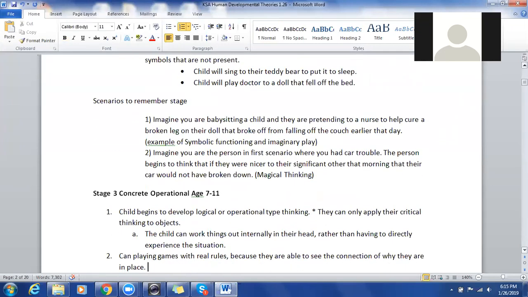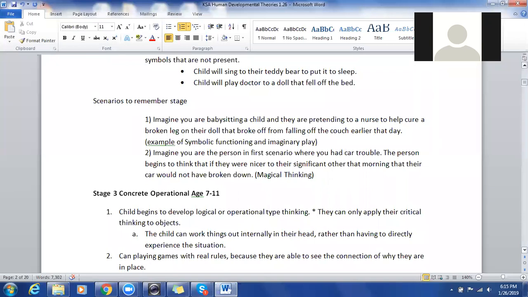So a scenario to remember this stage is like, imagine you're babysitting a child and they're pretending to be a nurse to cure a broken leg on their doll that fell off the bed earlier. The use of symbolic function in imaginary play. They're imagining that their doll is real. The symbolic thing is that they're playing doctor even though there's no doctor. They're utilizing something that they've seen prior.